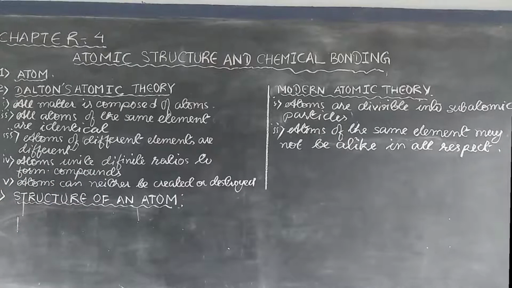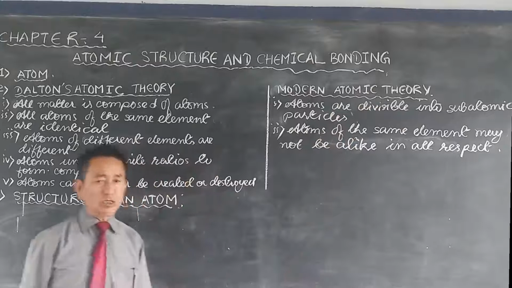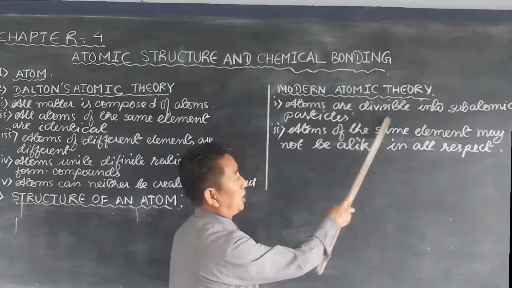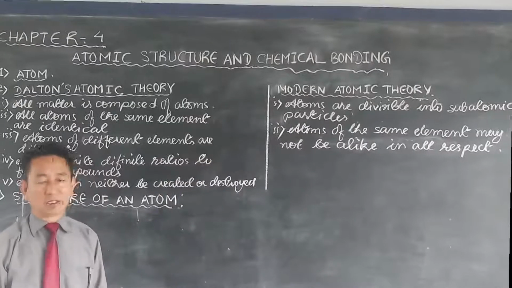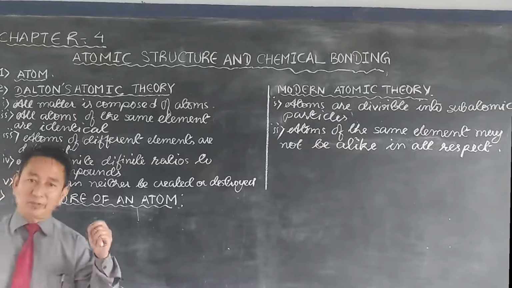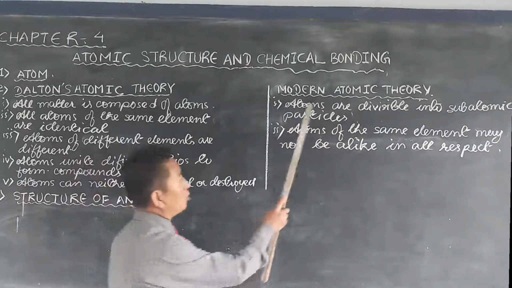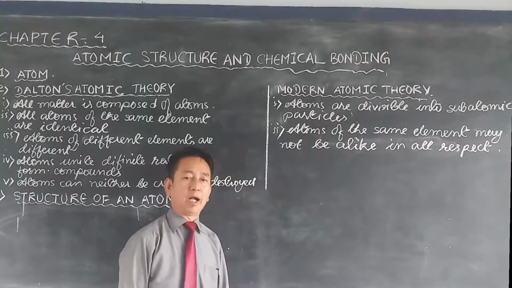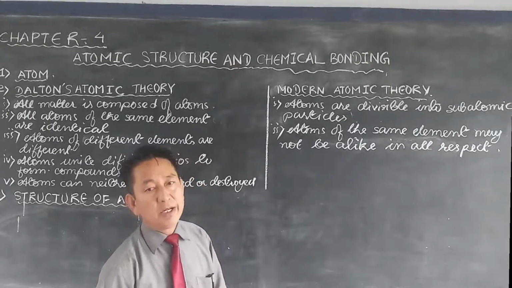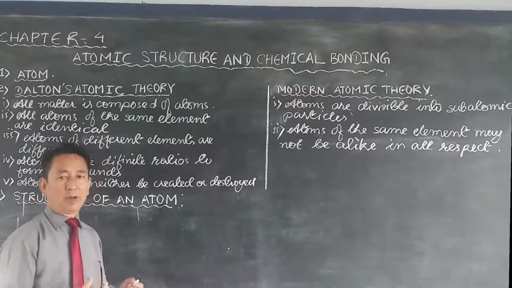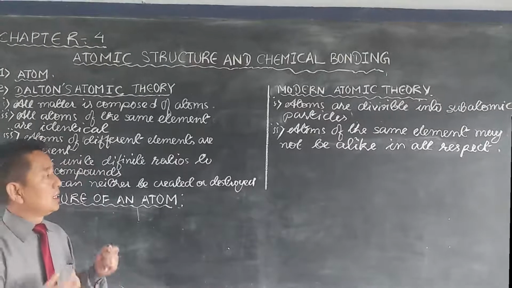Next, modern atomic theory. According to modern atomic theory, atoms are divisible into subatomic particles. Dalton's atomic theory stated that atoms are indivisible and cannot be divided further. But according to modern atomic theory, atoms are divisible into subatomic particles: electrons, protons, and neutrons. That means an atom consists of subatomic particles: electrons, protons, and neutrons.